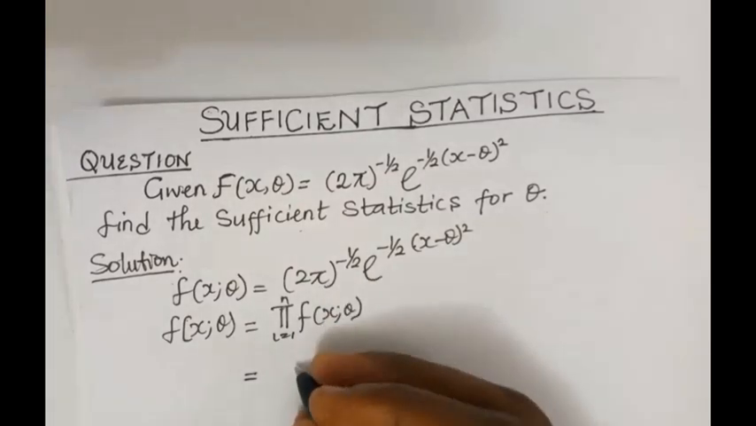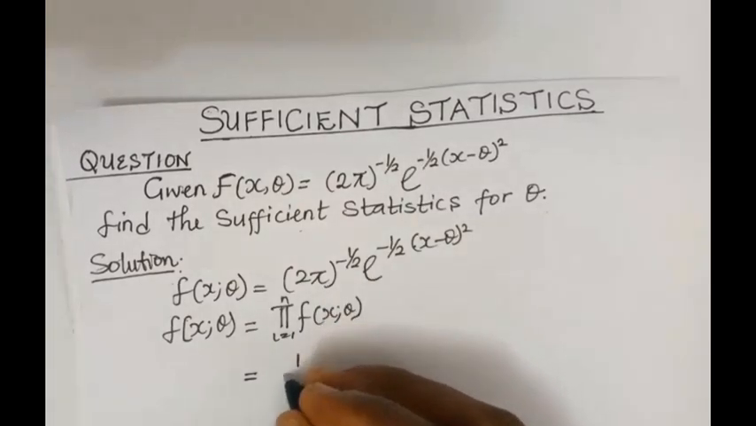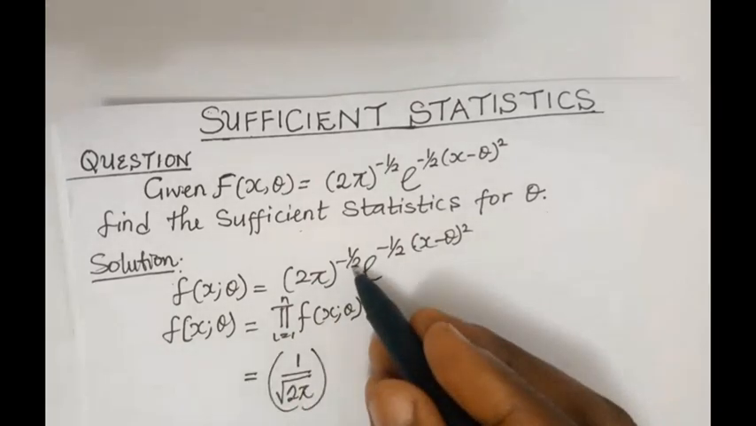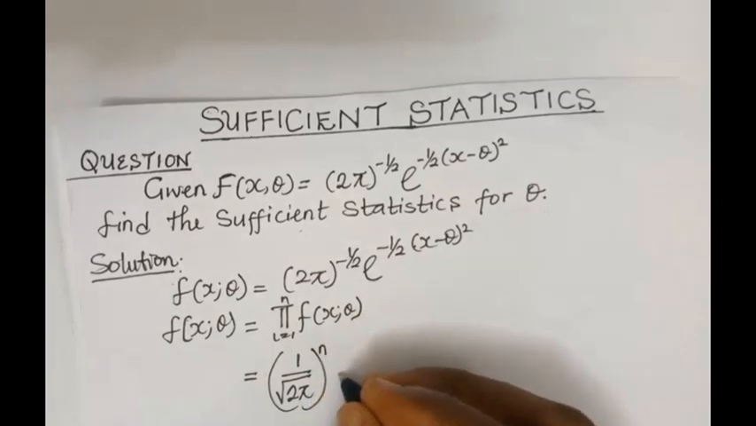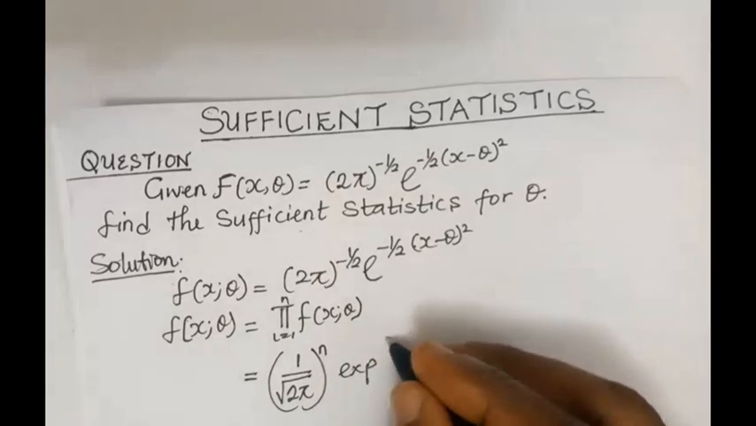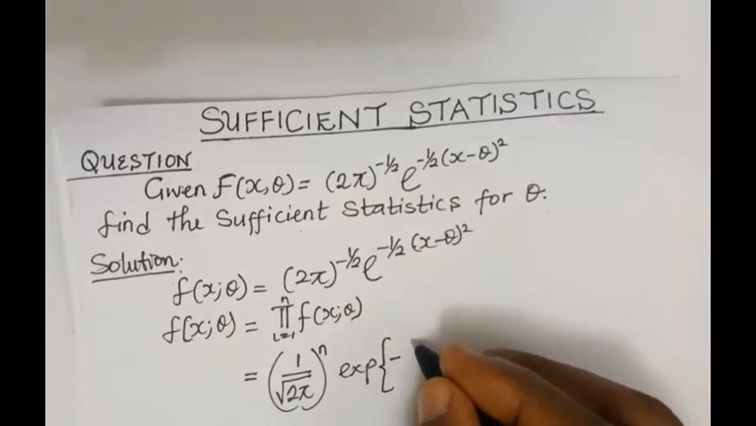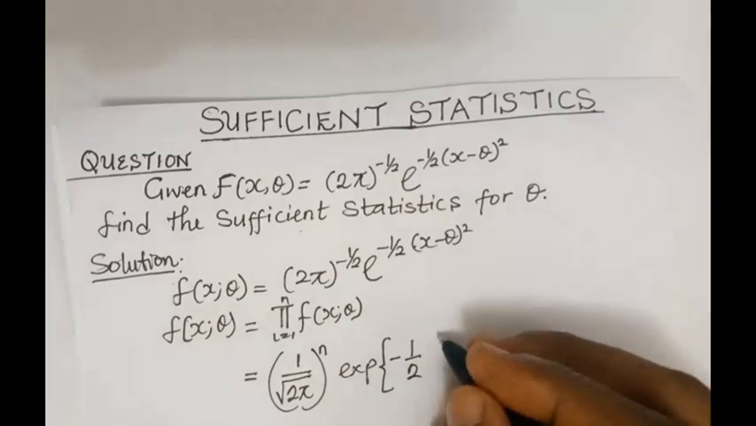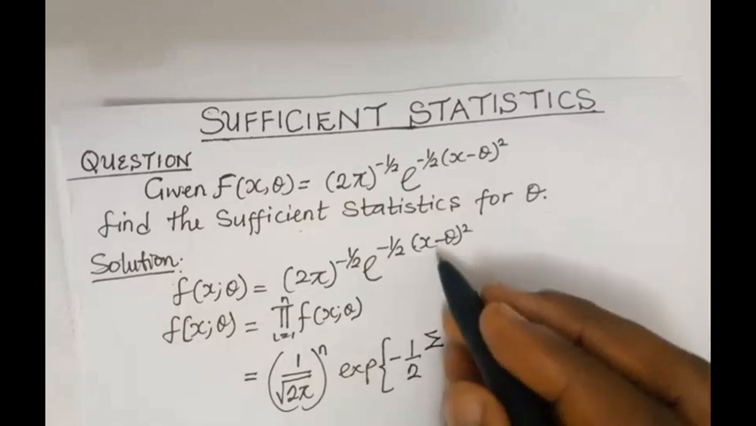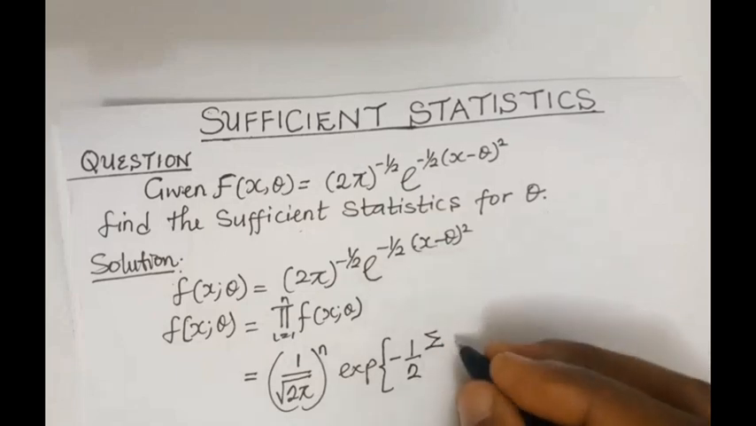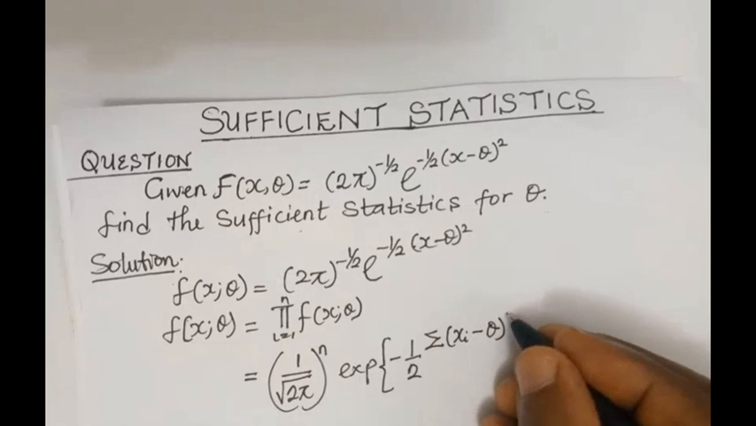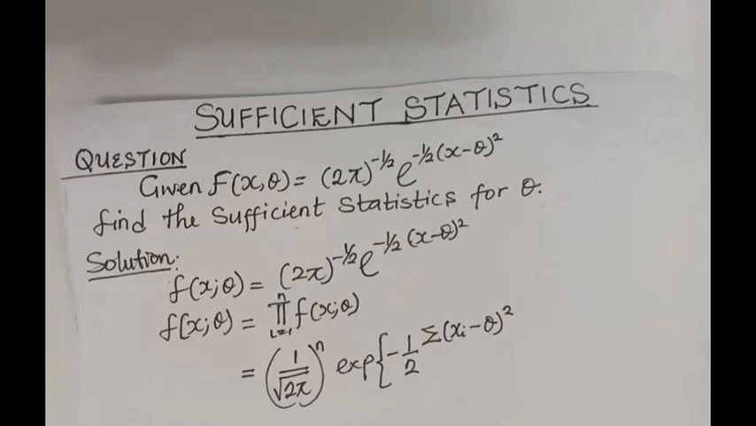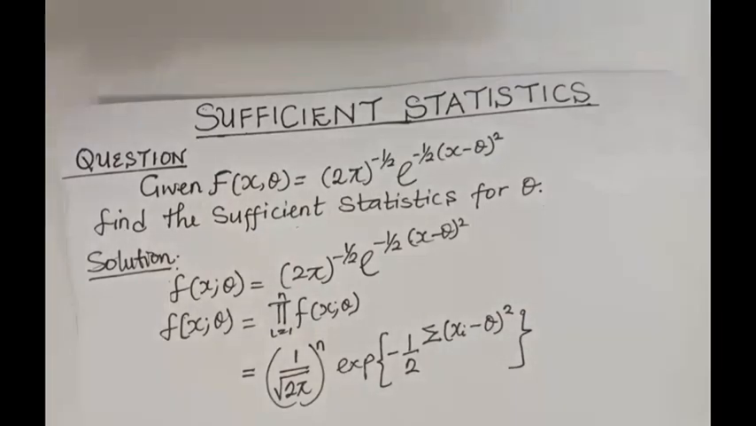we can open this to give us 1 all over square root of 2 pi. From this, the product sum will give us this exponential negative 1 all over 2 summation, because this is x, we will have x i's minus theta all squared. So this is what we'll get.